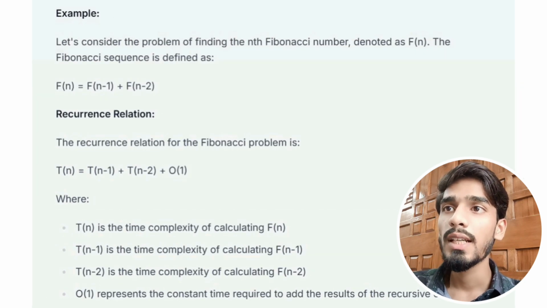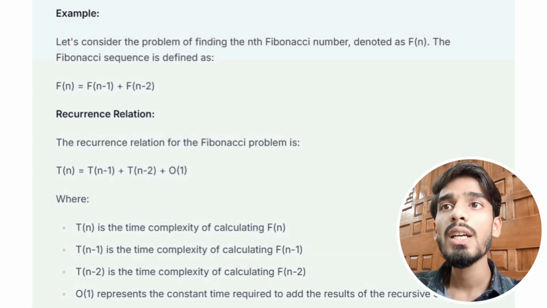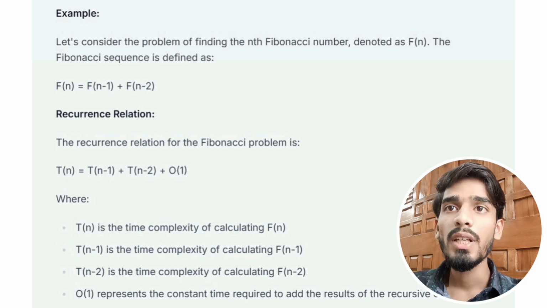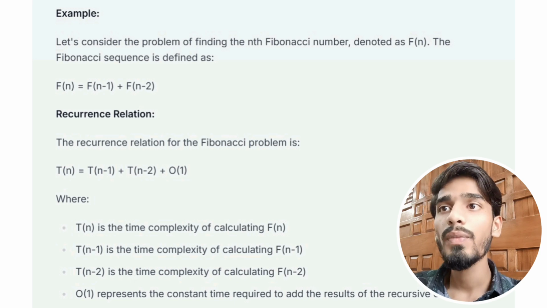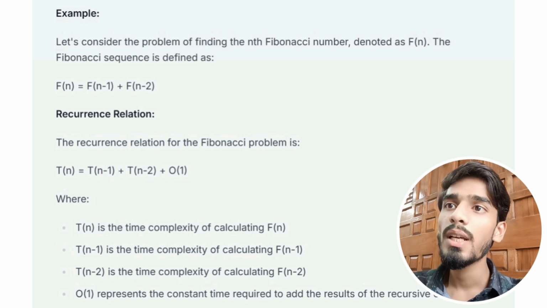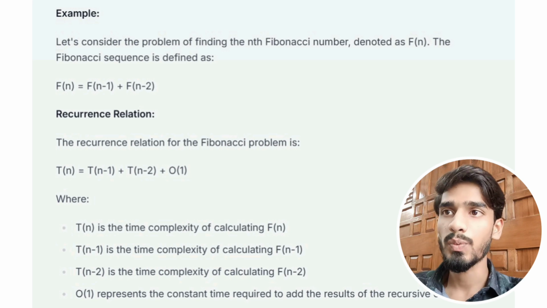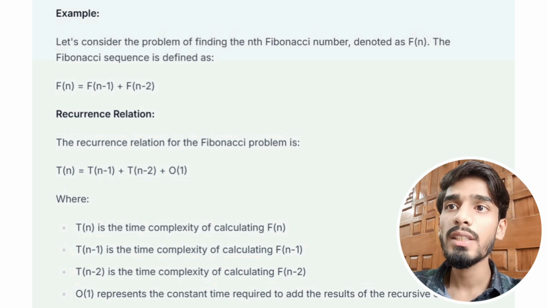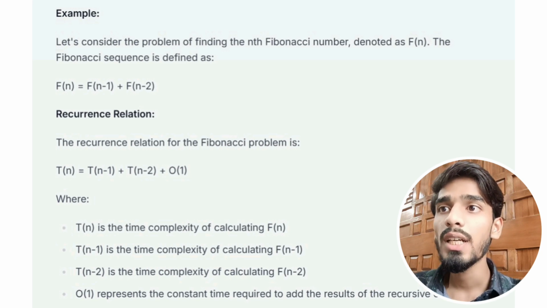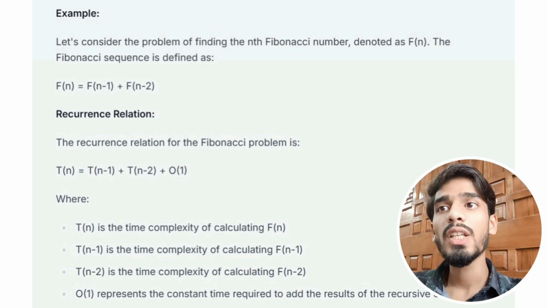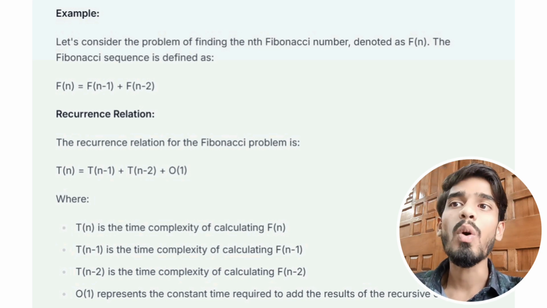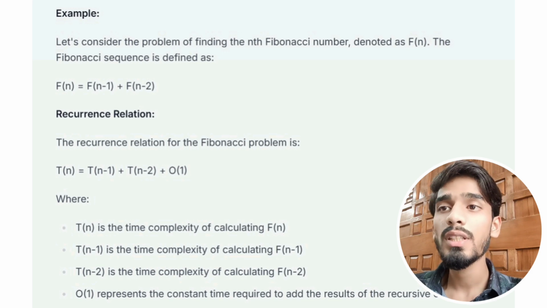Now let us consider the problem of finding the nth Fibonacci number denoted as F(n). The Fibonacci sequence is defined as F(n) = F(n-1) + F(n-2). The recurrence relation of the Fibonacci problem is T(n) = T(n-1) + T(n-2) + O(1), where T(n) is the time complexity of calculating F(n).